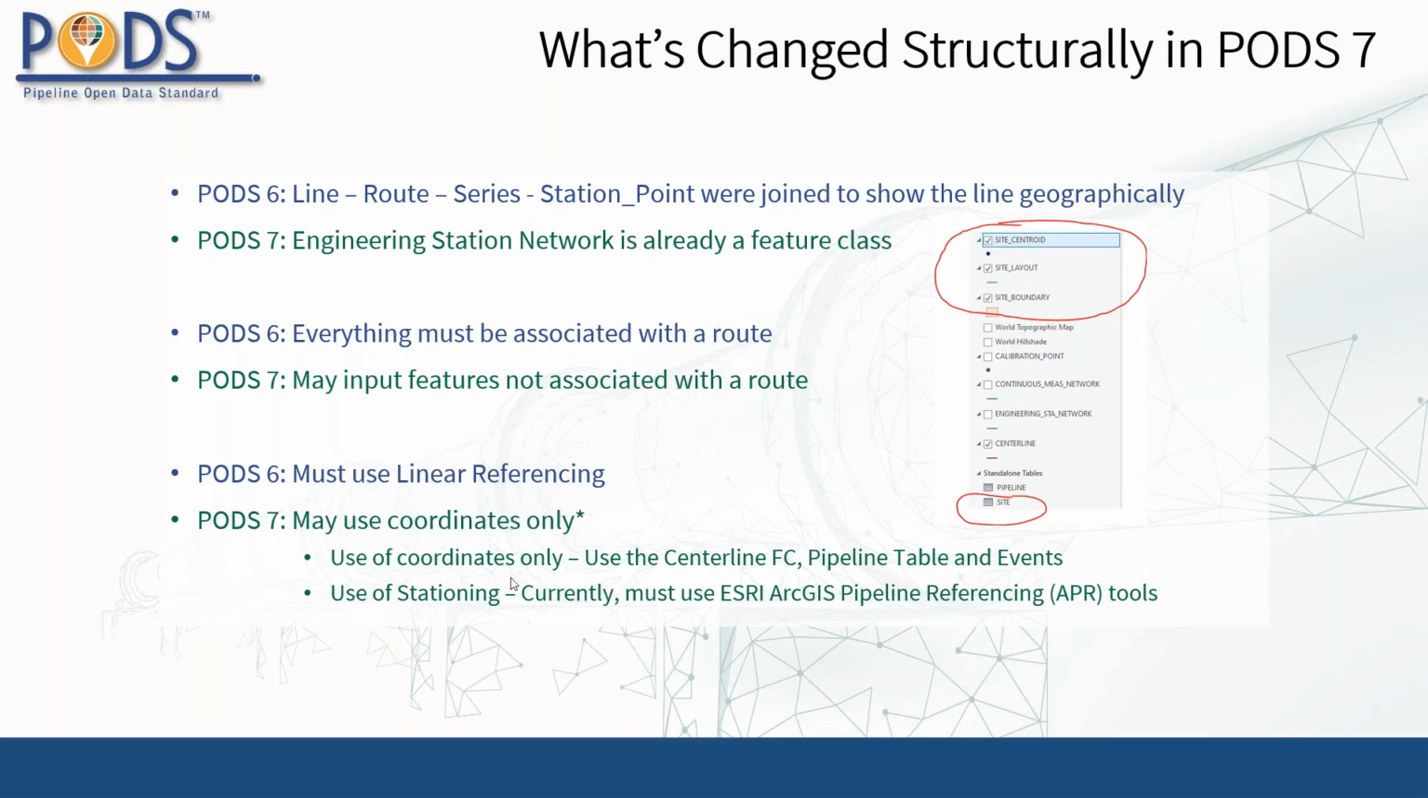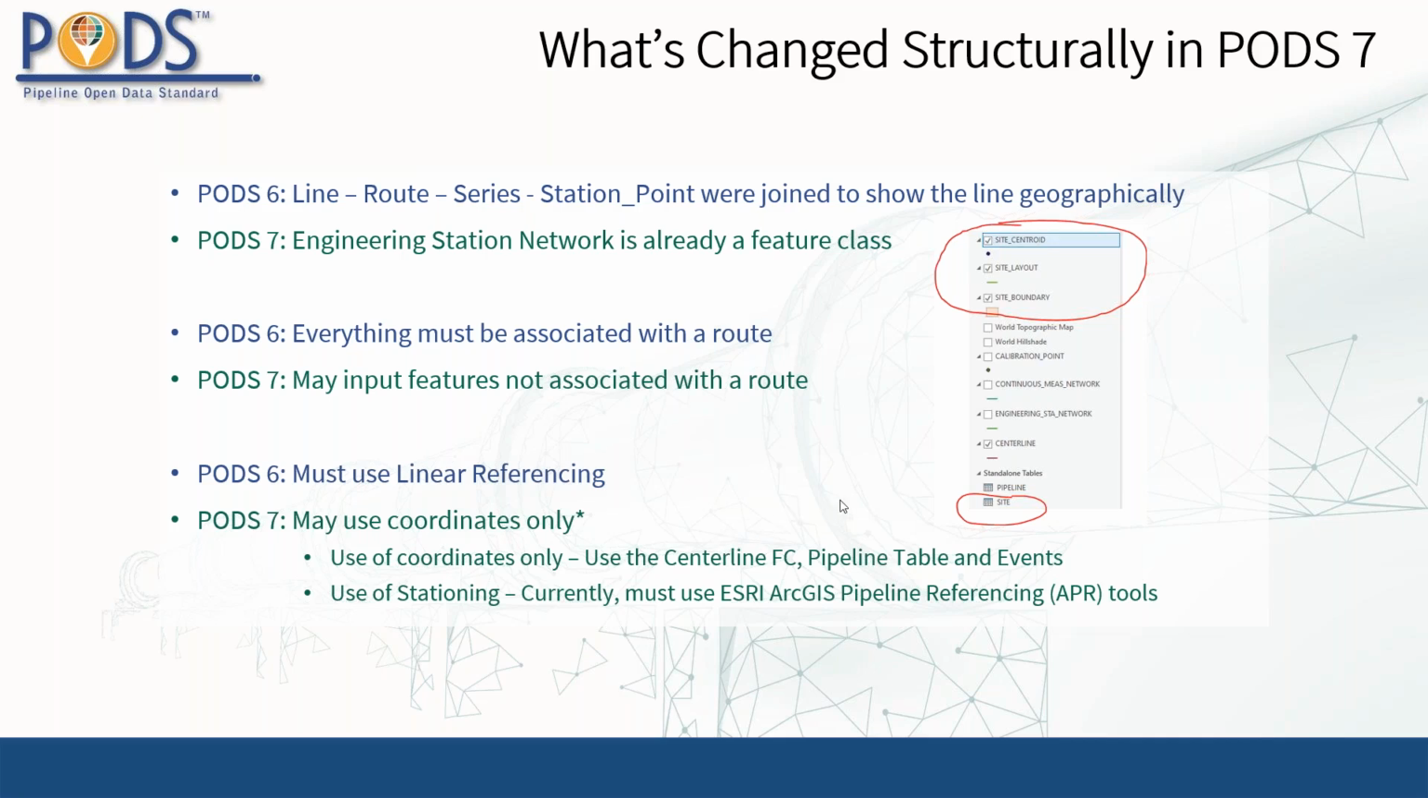And then the third major change is that in PODS 6, you had to use linear referencing. When you implemented PODS 6, you had to use linear referencing, meaning your lines had to have measures. In PODS 7, you don't have to do that. You can have coordinates only. The way it would work is that you would use mainly the Centerline feature class. Remember, I mentioned earlier the Centerline feature class does not have M values, right? It's just geometry. And then you would also have your pipeline table. You would fill that out. Pipeline is just a table, remember?